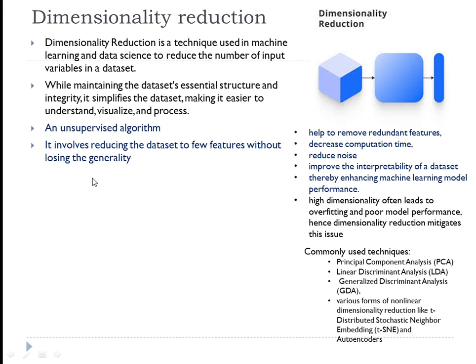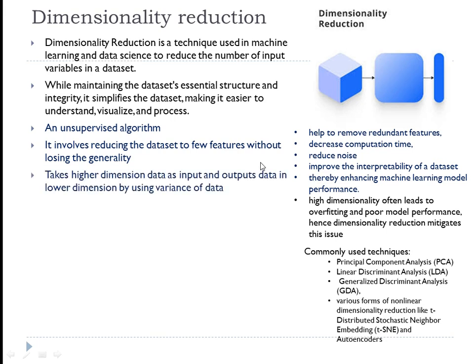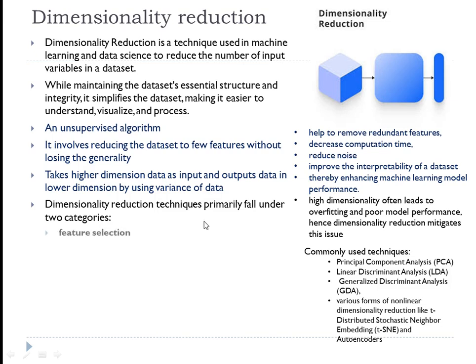Now, as I told you, dimensionality reduction involves reducing the data set to few features without losing the generality. So basically what you observe here is you might have a high dimensional data as an input, and after dimensionality reduction we are trying to reduce the dimension of your problem, with the goal to reduce the redundant features and yet maintain the integrity of the data. So dimensionality reduction primarily has two categories: feature selection and feature extraction. These two are also part of dimensionality reduction methods.